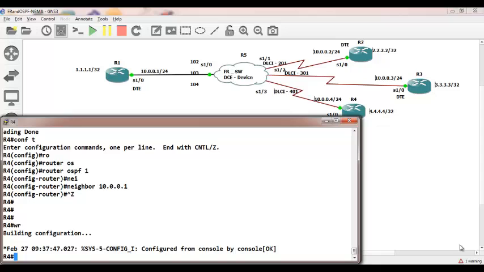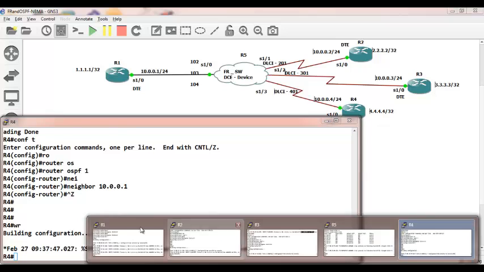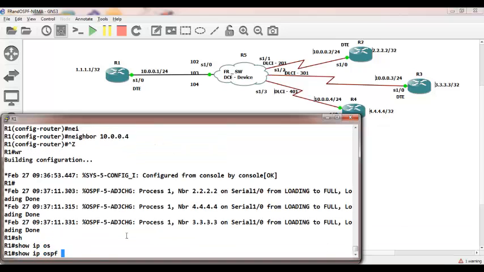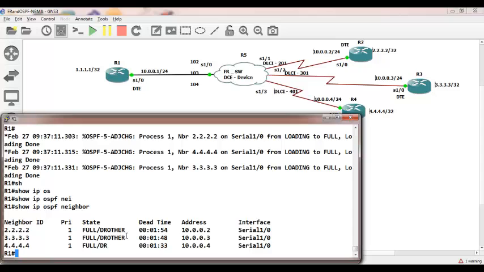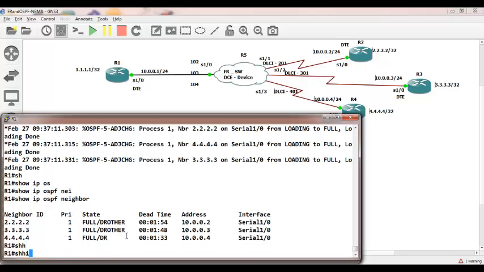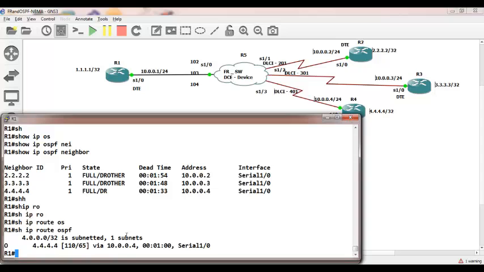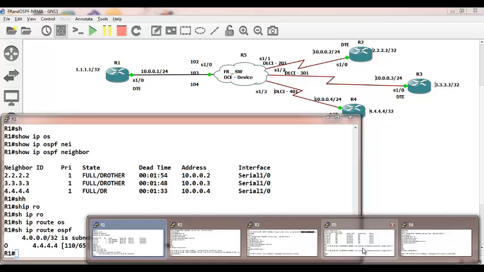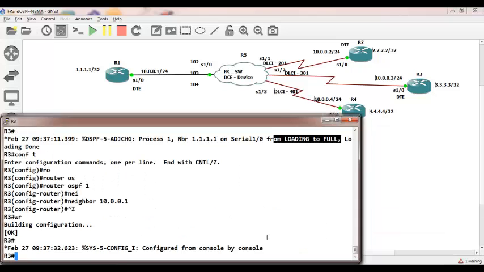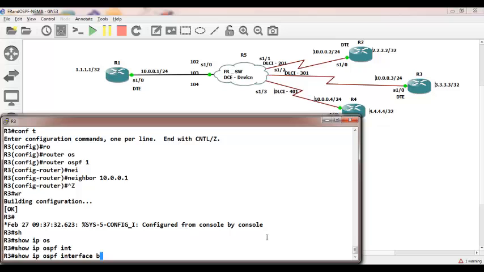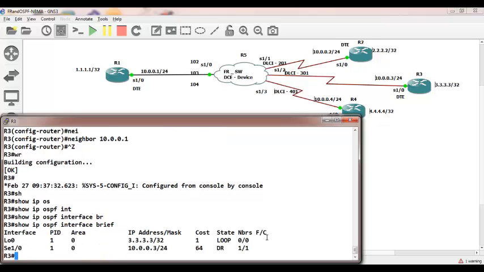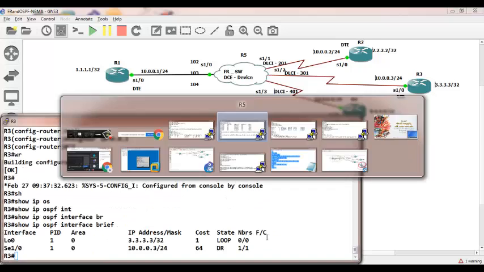Let's go and verify now from R1. Show IP OSPF neighbor. You can see 3 neighbors. Show IP route OSPF. But I'm learning only 4.4.4.4. What happened to 3.3.3.3? Let me check whether I configured router 3. Router 3 show IP OSPF interface brief. I do have it. Maybe we need to wait.